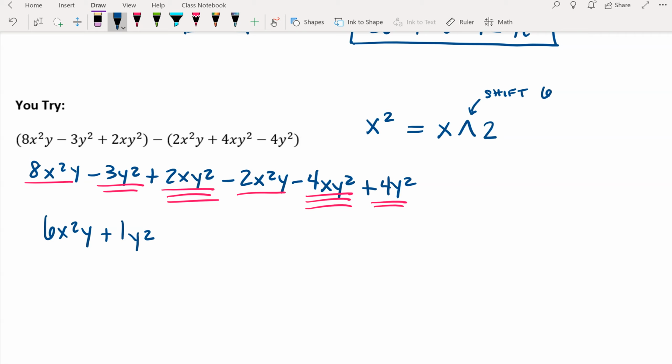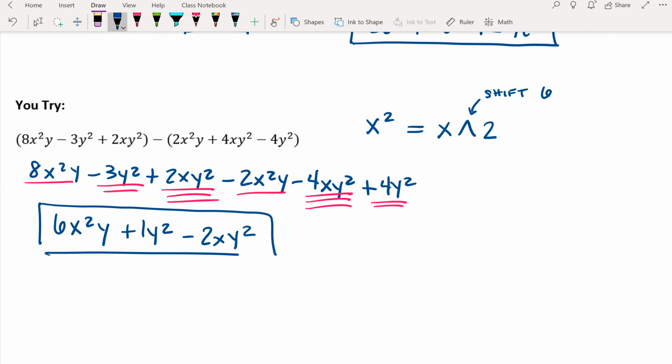Positive 2 minus, oh wait, just kidding, positive 2, did I combine the wrong ones? Yes, oh my lord. Sorry, y'all. Okay, let's start over. 8x squared y minus, no, I didn't. Oh my gosh, I'm sorry. 6x squared y. That was correct. Minus 3y squared plus 4y squared. This was also right. I'm just losing my mind. All right, 2xy squared minus 4xy squared is negative 2xy squared. There we go. That should have been your answer. I hope you got it.